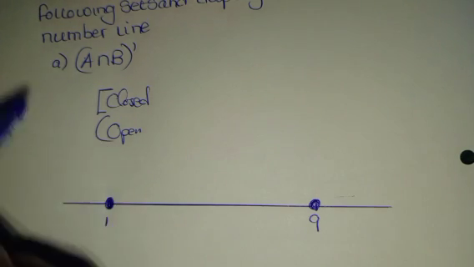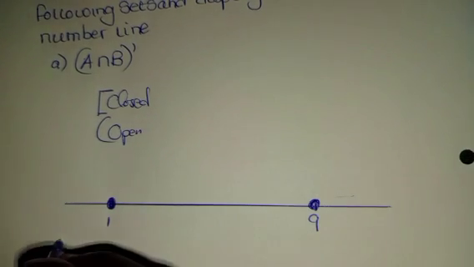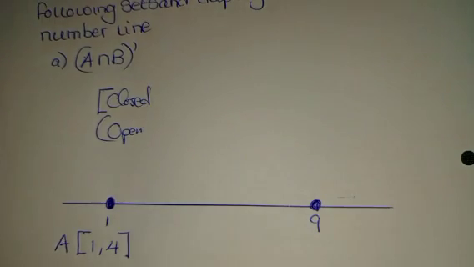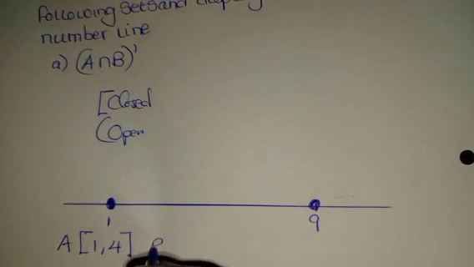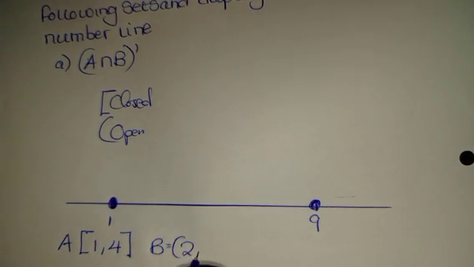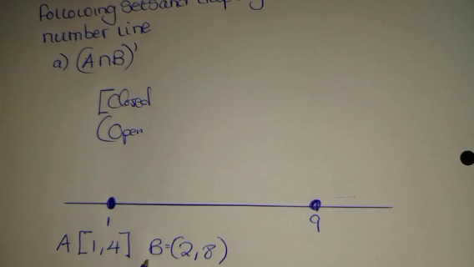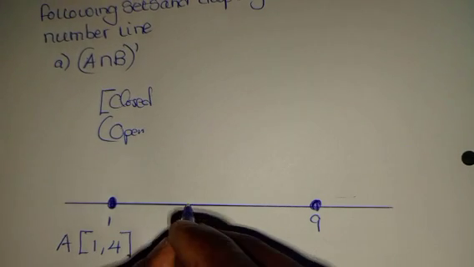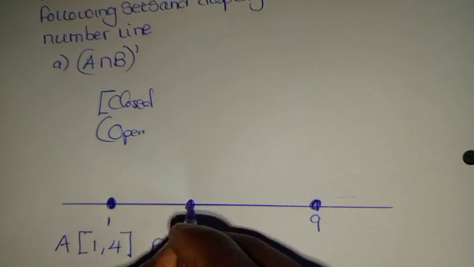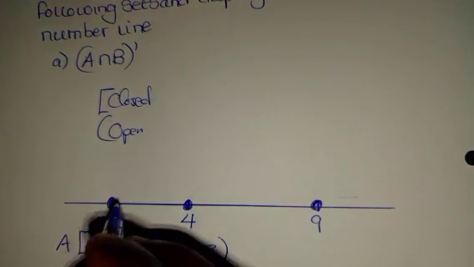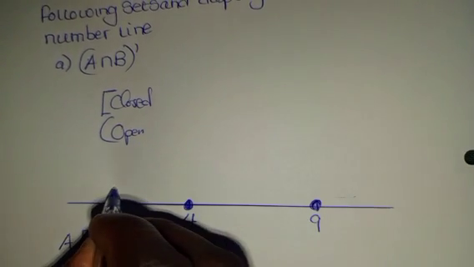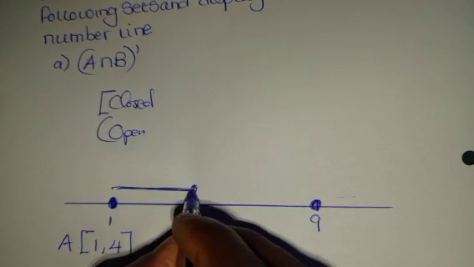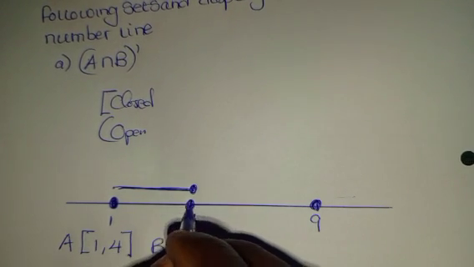The value for A in this case is 1. Remember, our A is closed interval 1, closed interval of 4, together with our B, which is the open interval 2, 8. A is 1 to 4, so we can assume that 4 is here. Remember, it's a closed interval, so we can say that 4 is there. So from here all the way to there is our A.